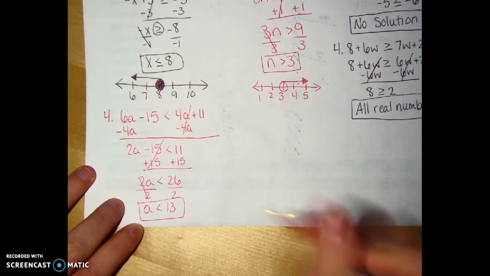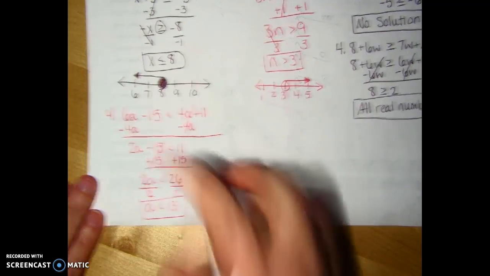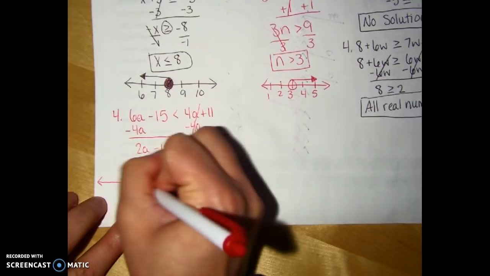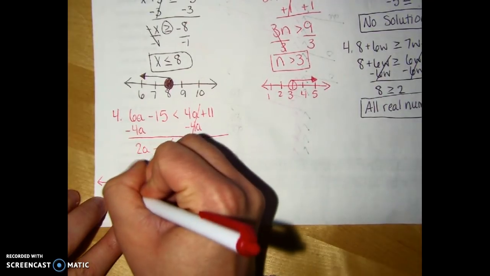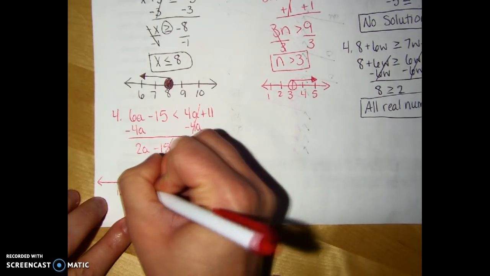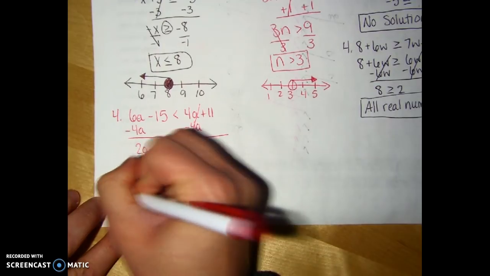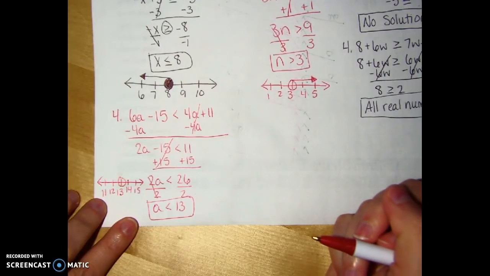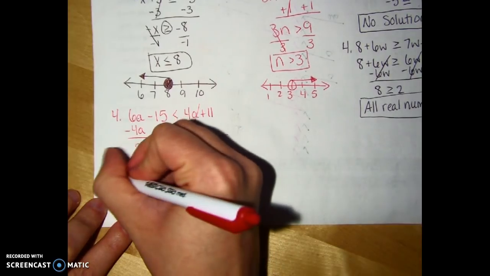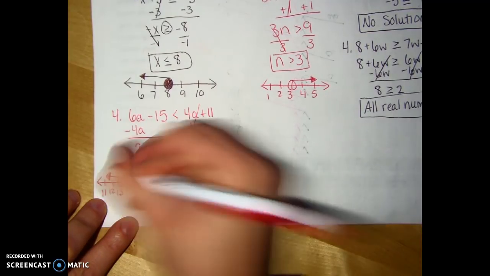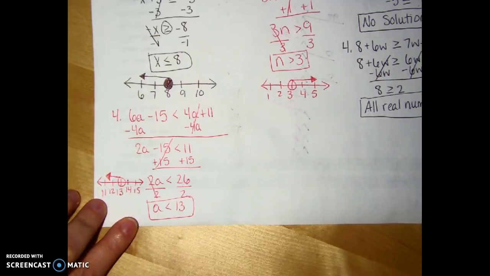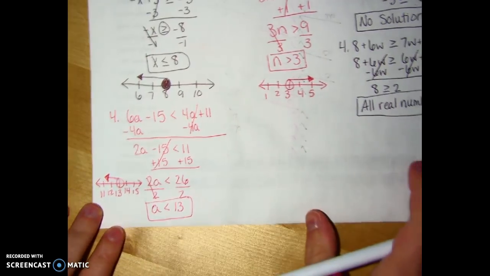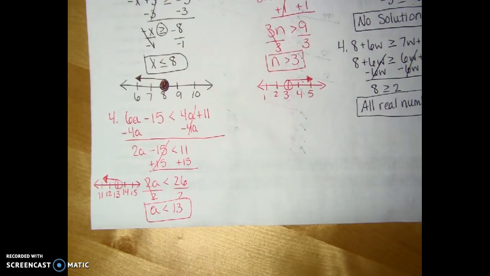So that's my answer. I'm going to graph it. I'll do a little graph over here. Okay, so it's an open circle, and which way is it going? It's going towards the left. Okay, let's try another one.